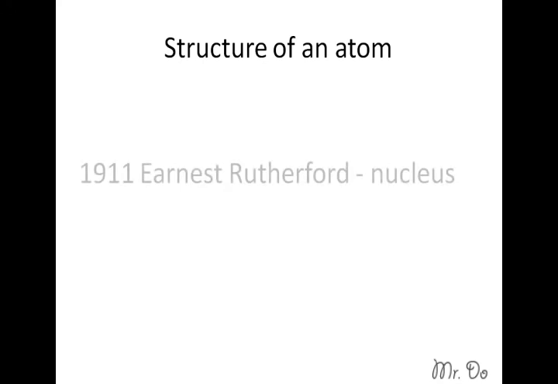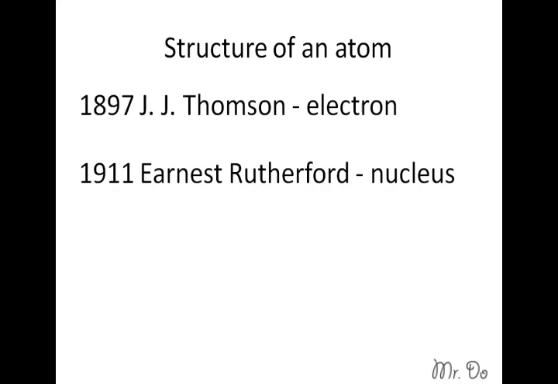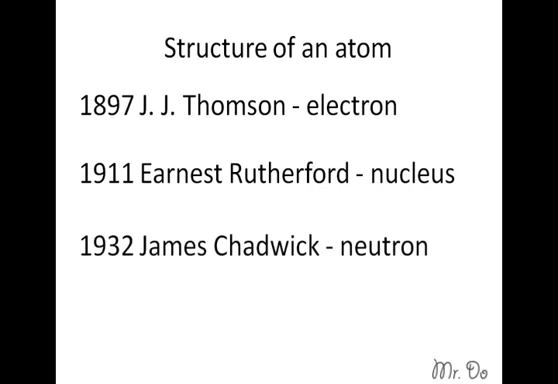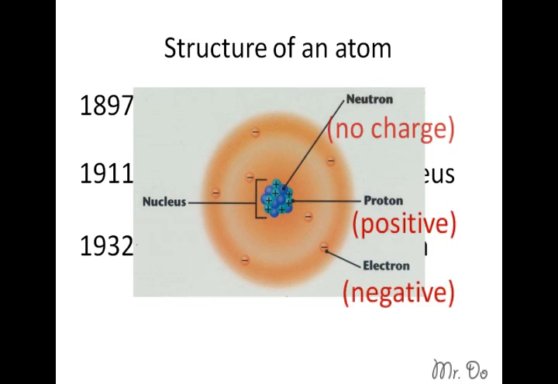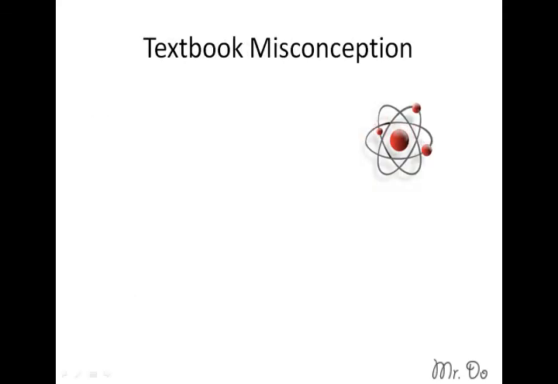So experiments done by scientists like Ernest Rutherford discovered the nucleus. Other experiments followed. Thomson discovered the electron. Chadwick discovered the neutron. In an atom, the nucleus is the center, protons are positive, electrons are negative, and neutrons have no charge. Here are a few textbook misconceptions though.